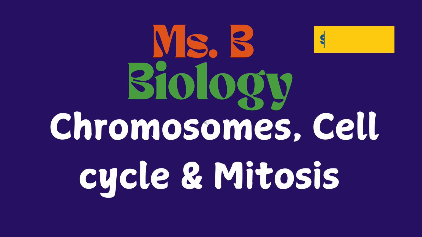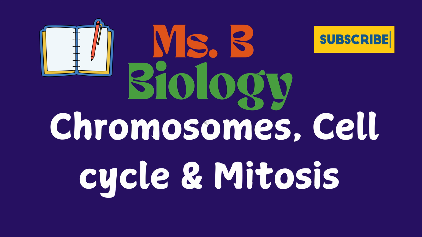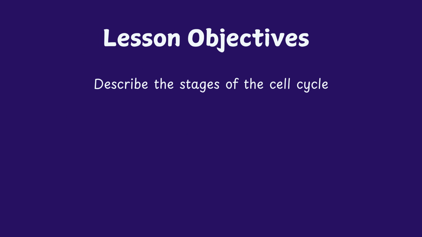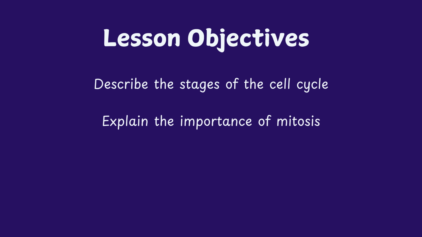This is a revision lesson on chromosomes, the cell cycle and mitosis. So grab your book and grab your pen and let us begin. The lesson objectives are to: 1. Describe the stages of the cell cycle, and 2. Explain the importance of mitosis.